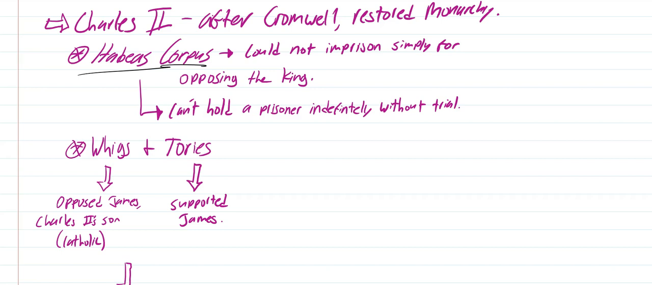They're like, well, on the one hand, we want this legitimate heir to Charles II. But on the other hand, we don't want no Catholic coming into power in England. And you start to see this division between the Whigs and the Tories. And this actually sets the stage for the earliest political parties in English politics. The Whigs opposed James because he was Catholic, and the Tories supported James.